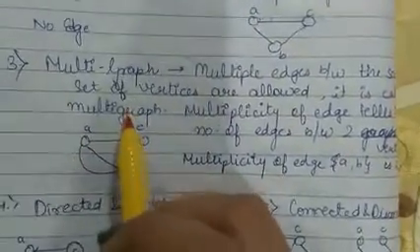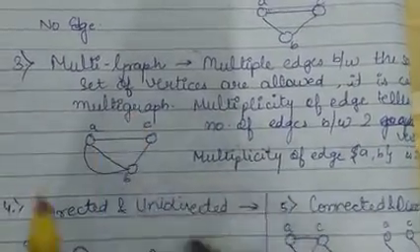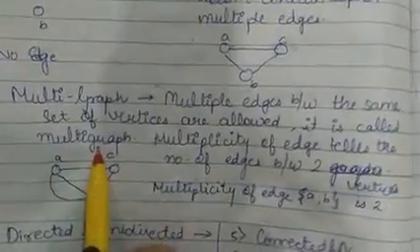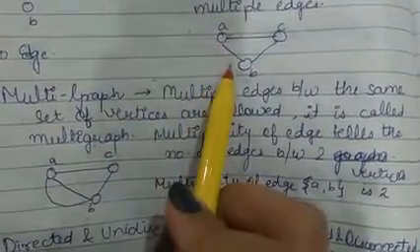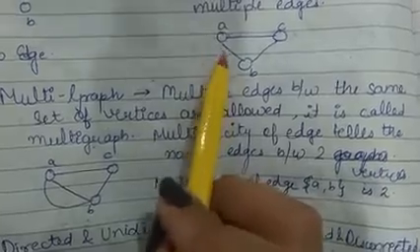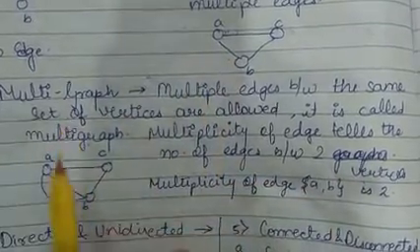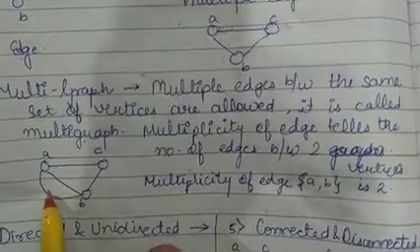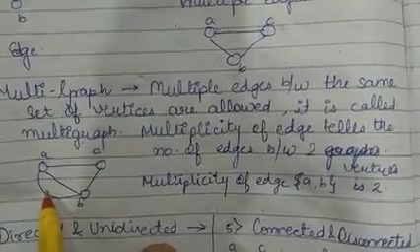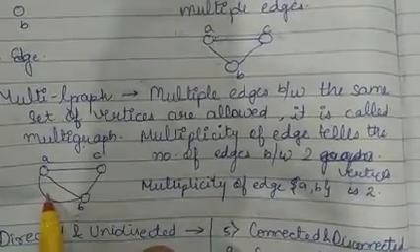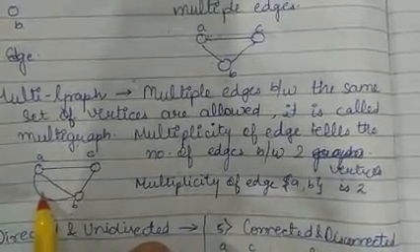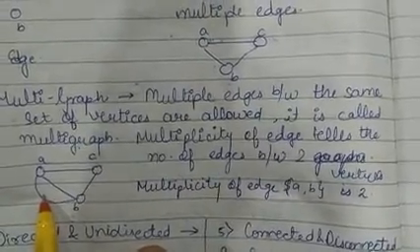So now we are going to pursue the multiple graph. What does the multiple graph say? Multiple edges between a set of vertices are allowed. That means here we have seen that A and B vertices have only one edge between them, whereas in the multigraph multiple edges can be present. These multiple edges between the vertices are the multiplicity, and when this multiplicity is present in the graph, we can say that this type of graph is a multigraph.